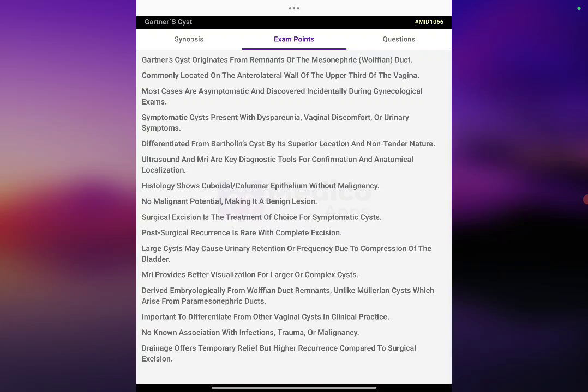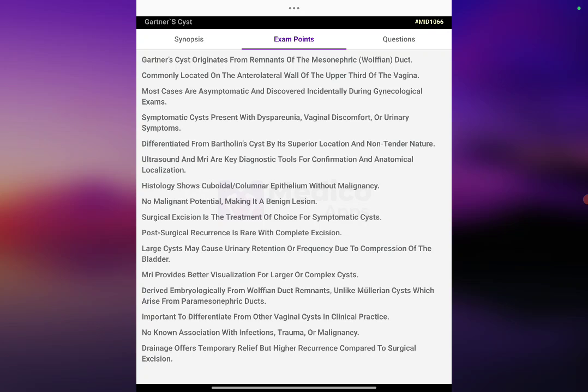Gartner cyst originates from the remnants of the mesonephric Wolffian duct, commonly located on the anterior lateral wall of the upper third of the vagina. Most cases are asymptomatic and discovered incidentally during gynecological exams. Symptomatic cysts present with dyspareunia, vaginal discomfort, or urinary symptoms. It is differentiated from the Bartholin cyst by its superior location and non-tender nature.